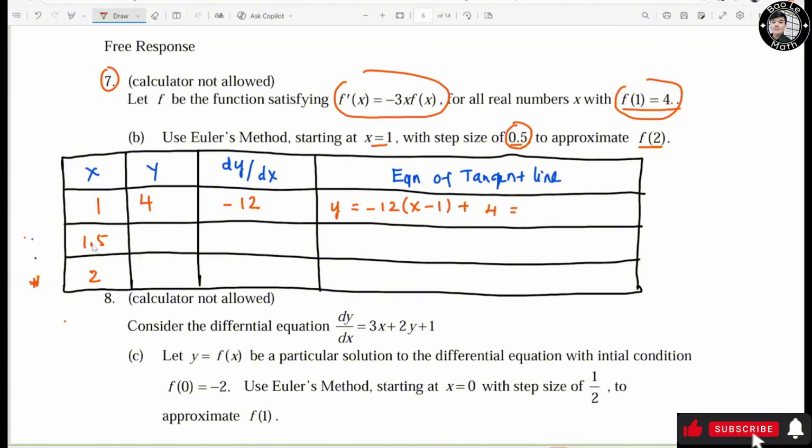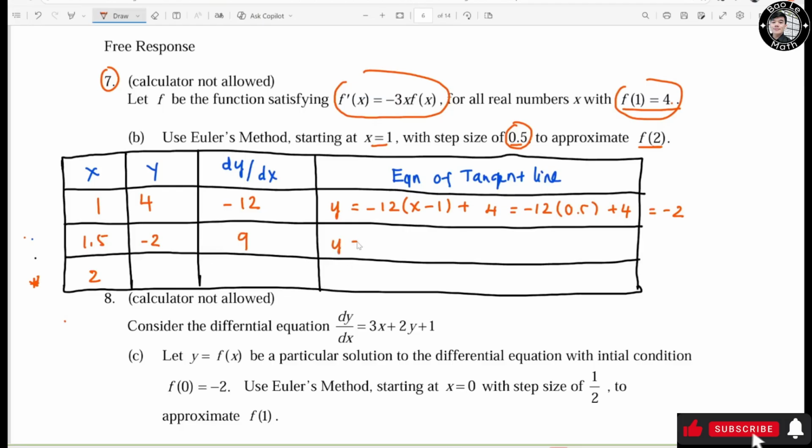So we substitute 1.5 for s over here. We have negative 12 times 1.5 subtract 1, which is going to be 0.5, right? Plus 4. So it's going to be negative 2. We put negative 2 over here, right? Now, the new dy over dx is negative 3 times 1.5, which is negative 4.5, times negative 2, which is going to be 9, right?